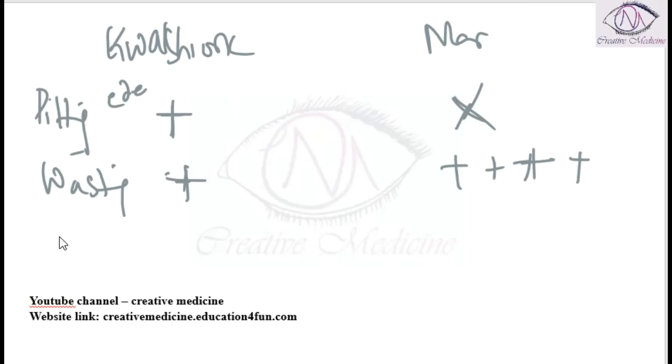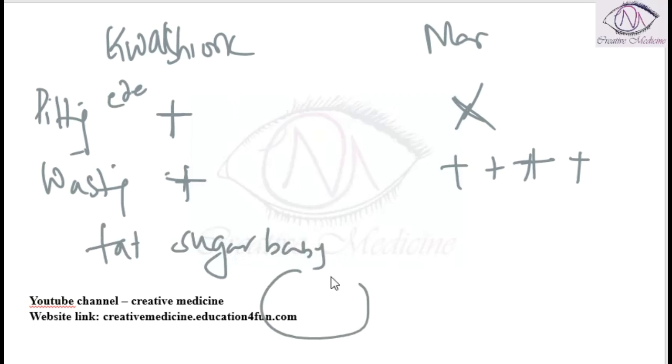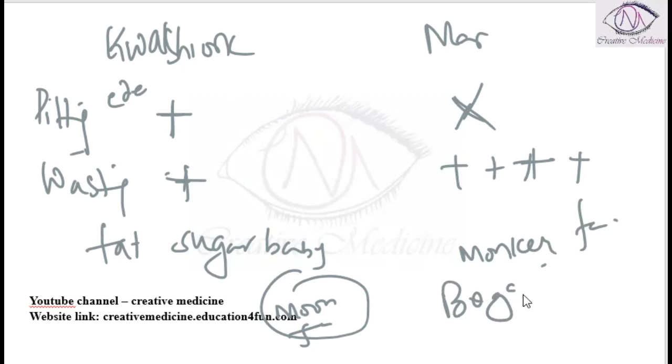Kwashiorkor shows a flag sign or moon face appearance. In Marasmus, there are monkey facies or baggy pant appearance, along with wrinkles seen in the gluteal region.